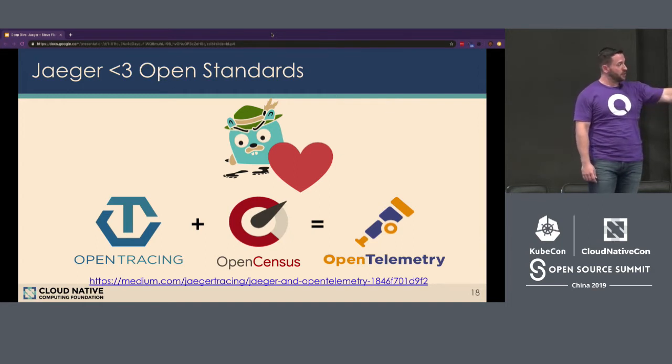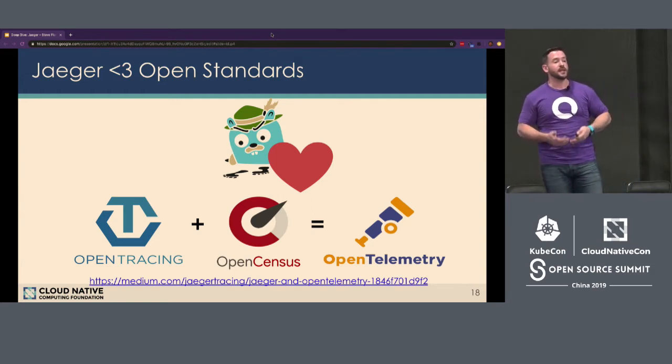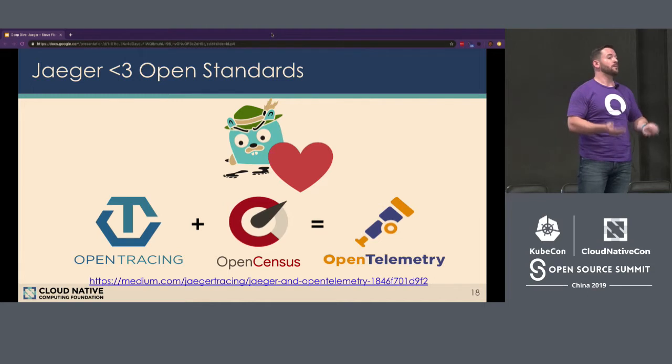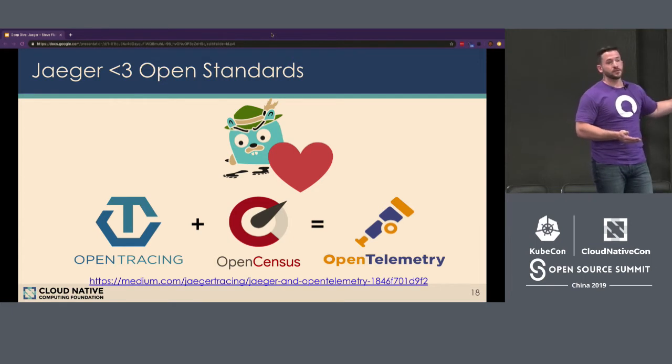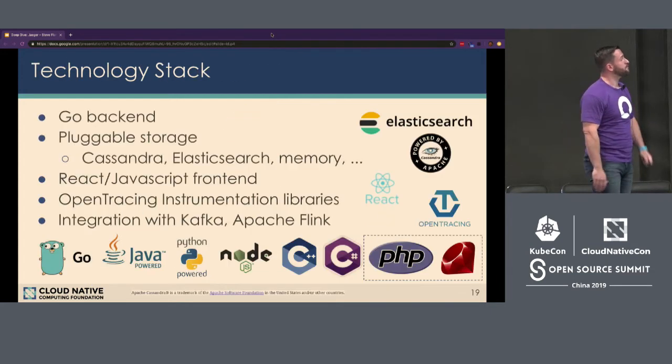In fact, Yuri wrote a post on this. I have a link at the bottom. It's a Medium post. And Yuri talks about how in the future, Jaeger is considering removing its client libraries and relying on OpenTelemetry's client libraries, and also removing its agent and collector and moving to the OpenTelemetry agent and collector. So Jaeger is open source software. Jaeger loves open standards. OpenTelemetry is providing some of those standards. That's definitely something to take a look at in the future.